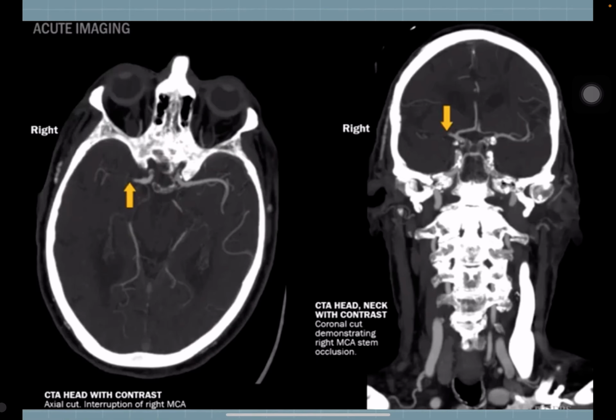So we proceed with CT angiogram. Here, the CT angiogram highlights the arterial vessels. It demonstrates right MCA occlusion. This is the axial cut, where there is an interruption of the right MCA. And here is the coronal cut demonstrating the right MCA occlusion.